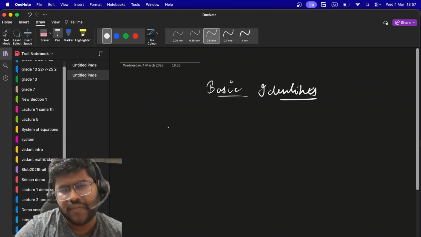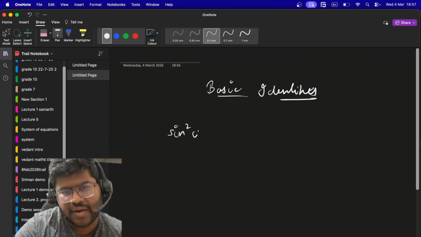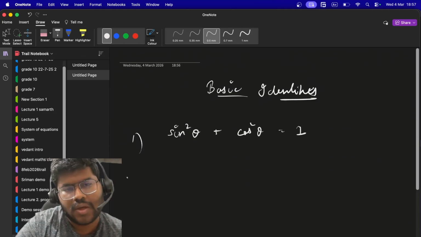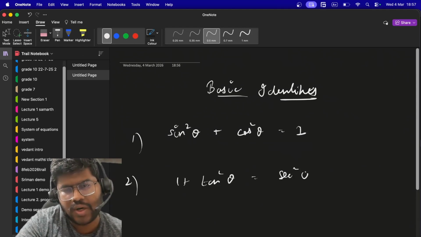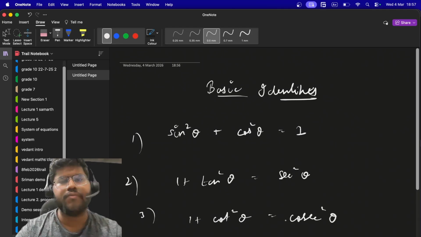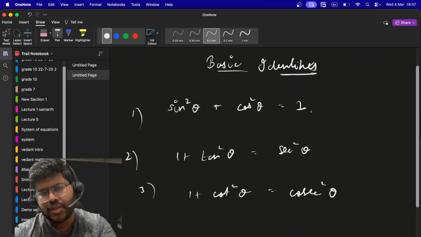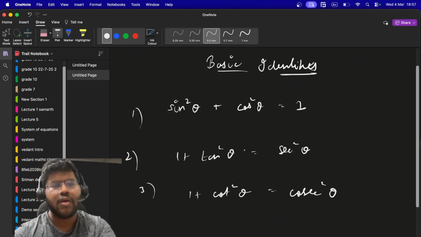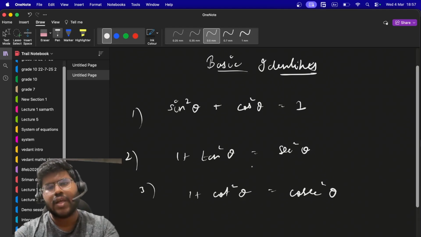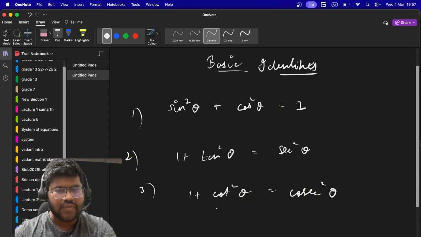So basic identities involve three identities, which are: sine square theta plus cos square theta is 1. Second, 1 plus tan square theta is sec square theta, and 1 plus cot square theta is equal to cosec square theta, right? So these three identities we need to understand. So just remember them. This is sine square theta plus cos square theta is 1. Second is 1 plus tan square theta is equal to sec square theta. And third is 1 plus cot square theta equals cosec square theta.